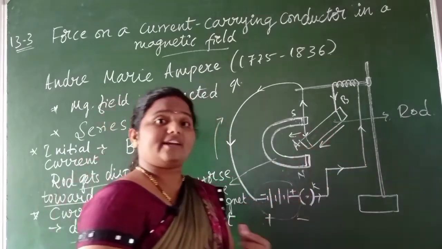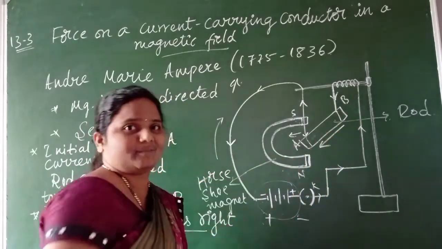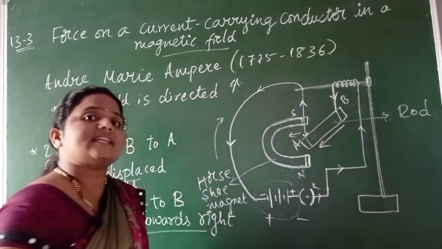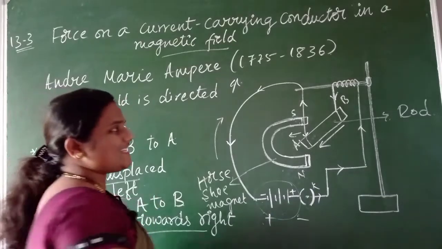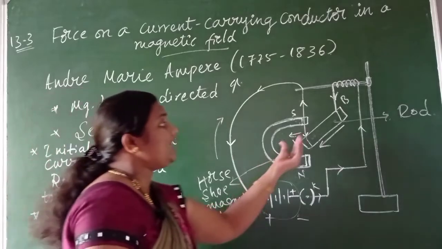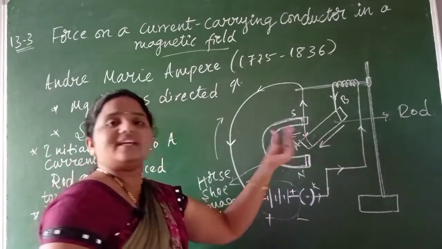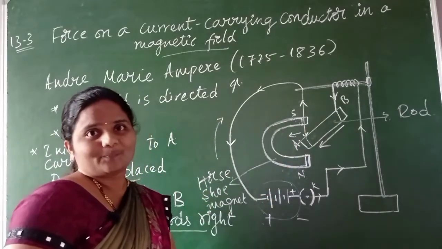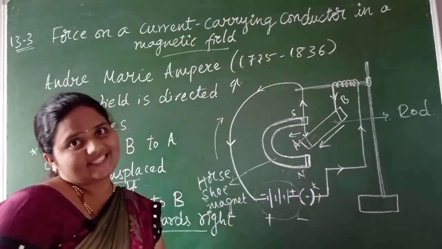To this conductor we are supplying energy, meaning we are passing current. Once a conductor carries current, it produces a magnetic effect. So magnetism has been produced, a magnetic field has been generated. And when there is a magnetic field, there should be a force as well. Because of that force, the rod gets displaced.